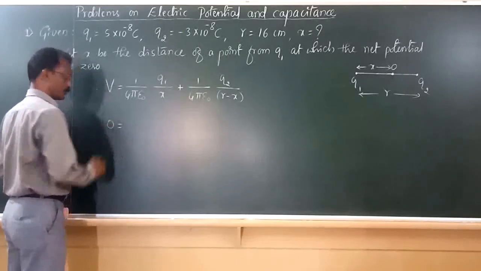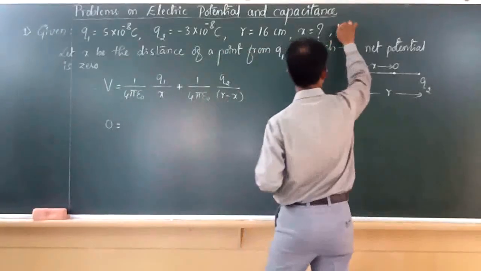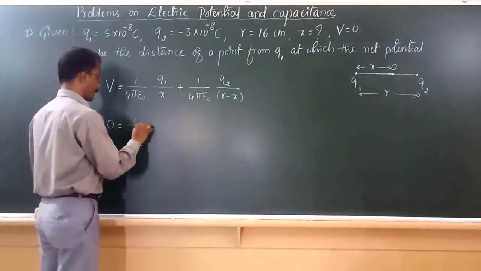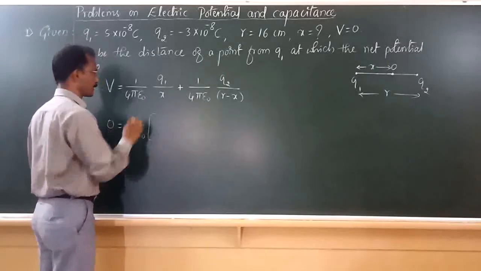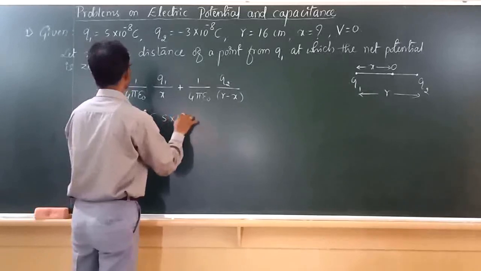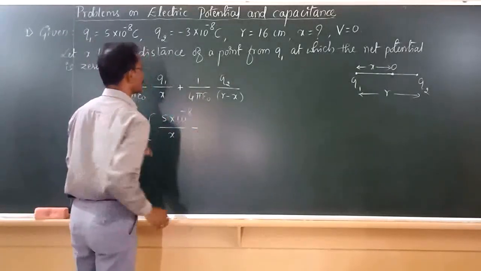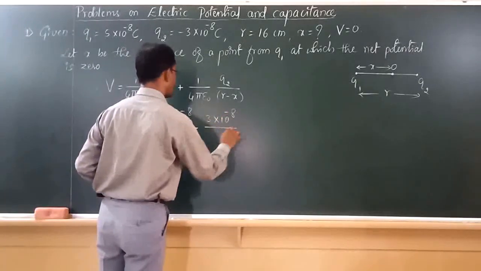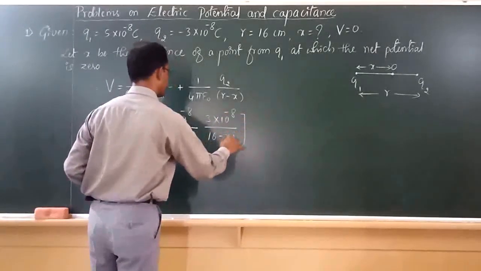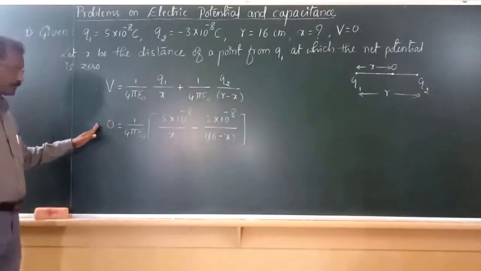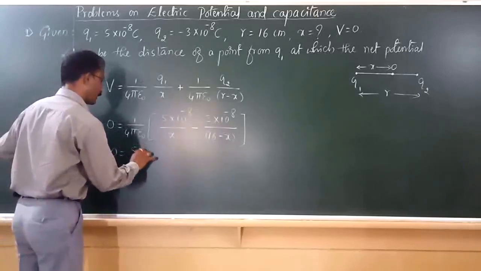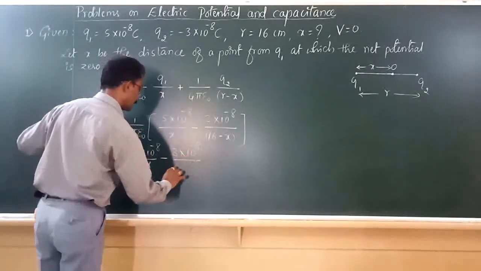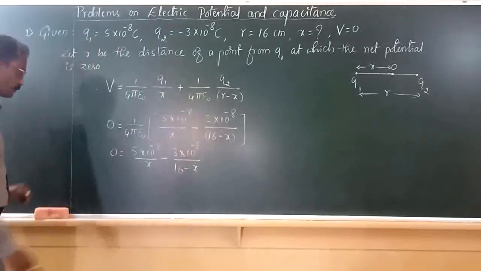Given net potential V equals 0. Taking 1 by 4 pi epsilon naught common, in the bracket, Q1 is 5 into 10 raised to minus 8 divided by x, and Q2 is negative, minus 3 into 10 raised to minus 8 divided by 16 minus x. So 0 is equal to 5 into 10 raised to minus 8 by x minus 3 into 10 raised to minus 8 by 16 minus x.